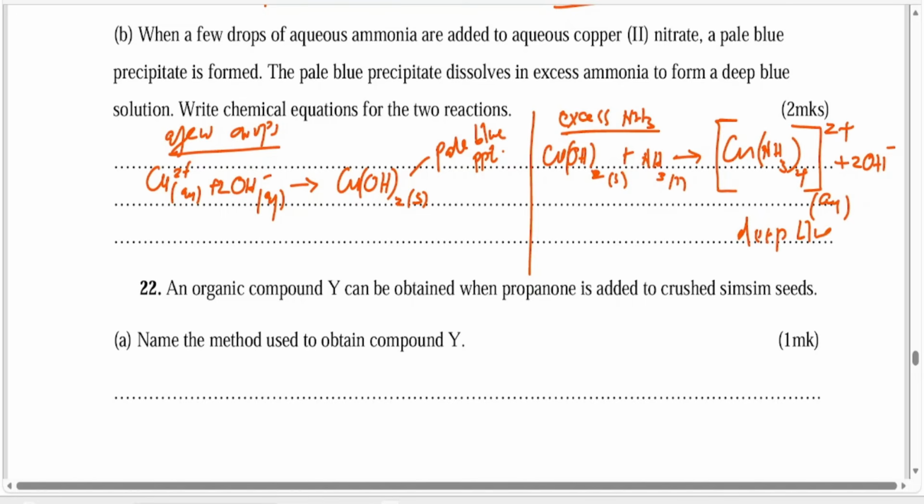Deep blue solution. This tetraamine copper 2 ion is soluble, and it is deep blue in color. It's not a precipitate, it's a solution which is deep blue in color. So those are the chemical equations that lead to formation of the deep blue solution. Writing this correctly is 1 mark, and writing this correctly is 1 mark.